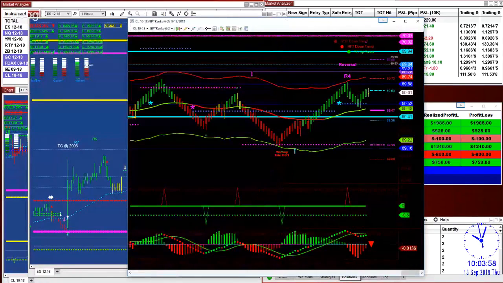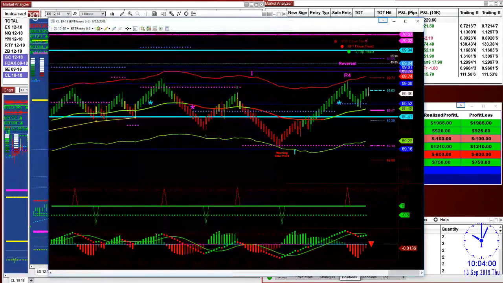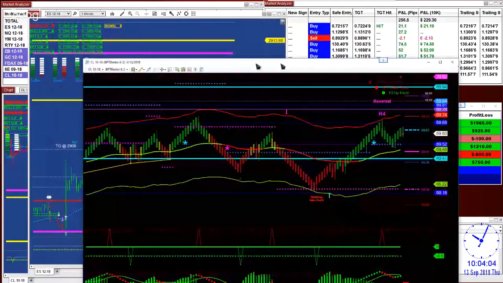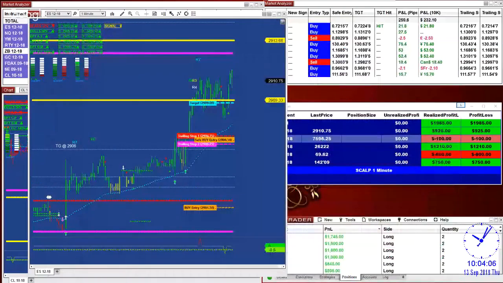This system here, let me simplify it for you. I'm going to put the ES on it and then I'm going to explain.